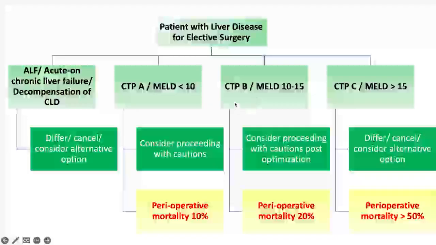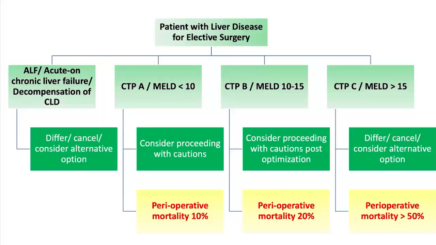So this is a kind of guide. Once you have done your risk assessment, this is a kind of guide to proceed. But what you have to remember is this is only for elective surgery, right? When a patient with liver disease comes for elective surgery, you can use this guide. So if the patient is in acute liver failure, acute-on-chronic liver failure, or decompensation of chronic liver disease, then it is recommended to defer, cancel, or consider an alternative option, because this category carries high mortality, right? So if the patient is Child's A or MELD of less than 10, you can consider proceeding with caution, because the perioperative mortality is 10%.